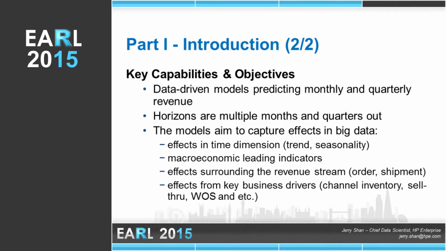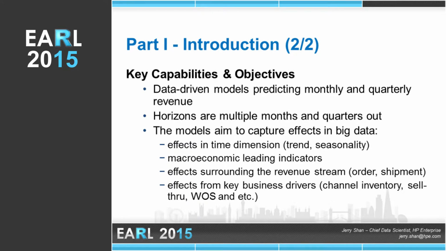Earlier I mentioned we want to build the best-in-class solution, right? So you need to have some criteria. The first capability and objective we specify is a data-driven model. In many companies nowadays, people have manual, spreadsheet-based processes, or even some data-driven models, but mostly not that sophisticated. So we were very clear at the very beginning: we want to build a data-driven model to predict monthly and quarterly revenue. So the aggregation is monthly and quarterly.